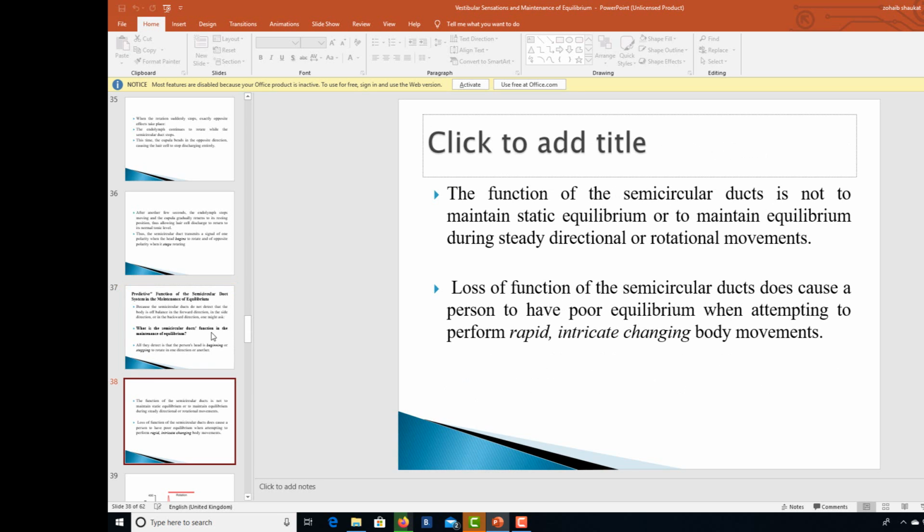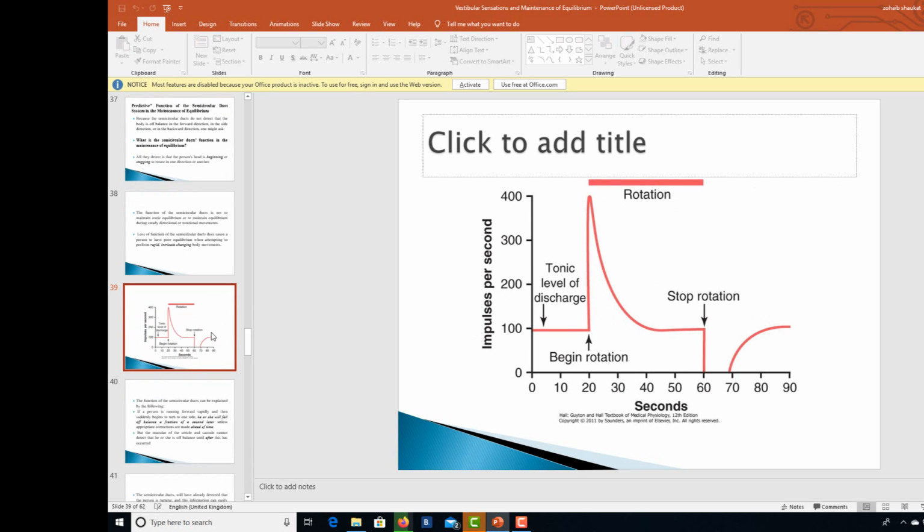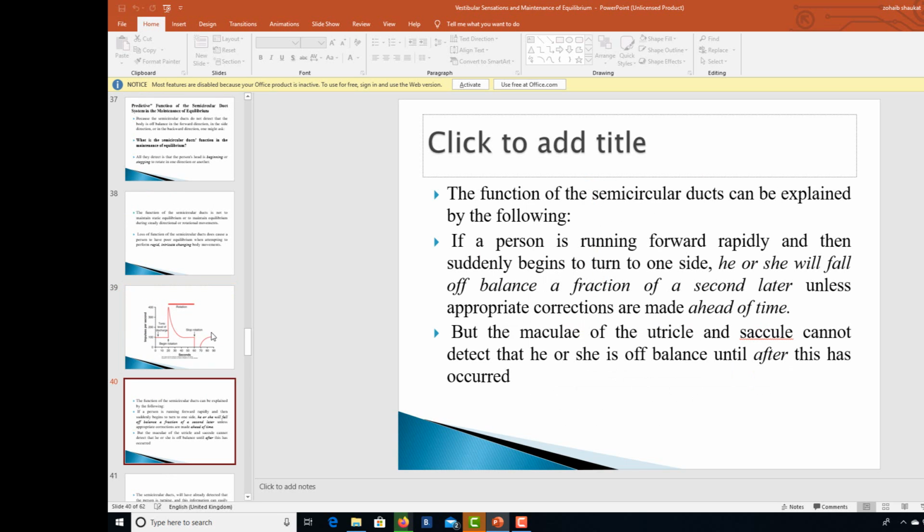The function of the semicircular ducts is not to maintain the static equilibrium or to maintain equilibrium during steady directional or rotational movements. Loss of function of the semicircular ducts does cause a person to have poor equilibrium when attempting to perform rapid, intricate changing body movements. You can see the function of the semicircular ducts can be explained by the following.